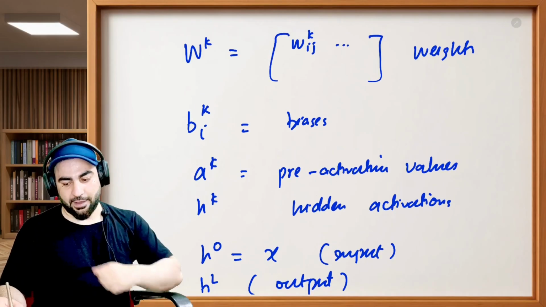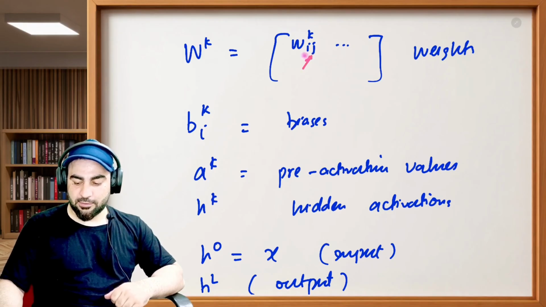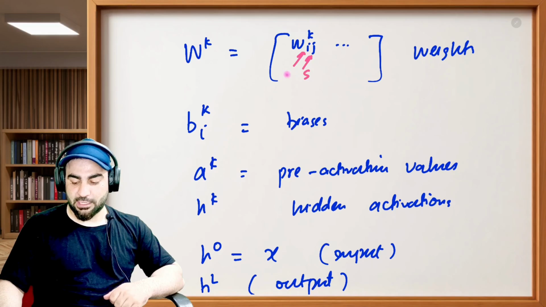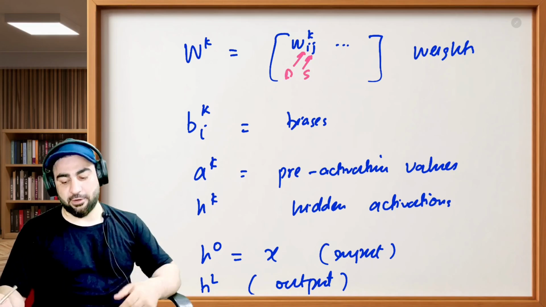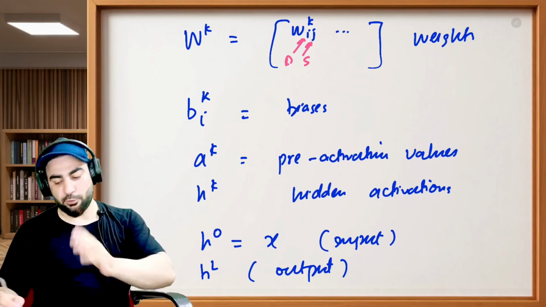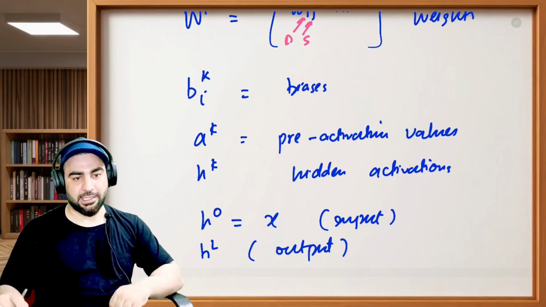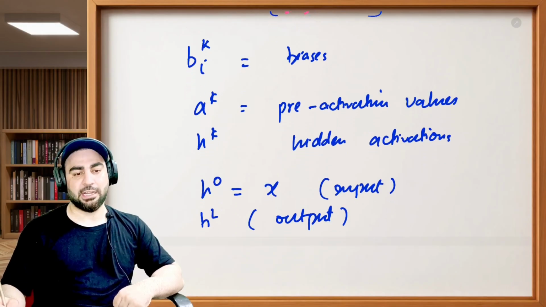If I write IJ, this will be the source neuron, and this will be the destination, though we usually do it in reverse. And then we have this B of K, the bias for the neuron I in the kth layer. And then we have AK. AK is the pre-activation layer, and HK is the hidden activation layer.